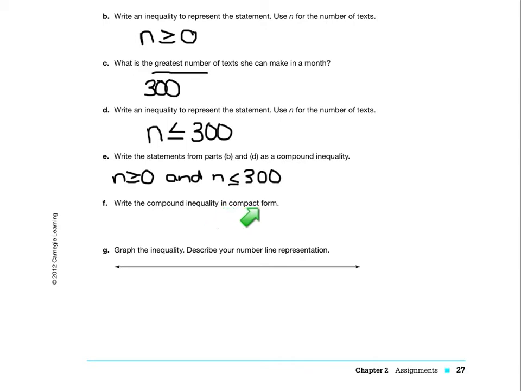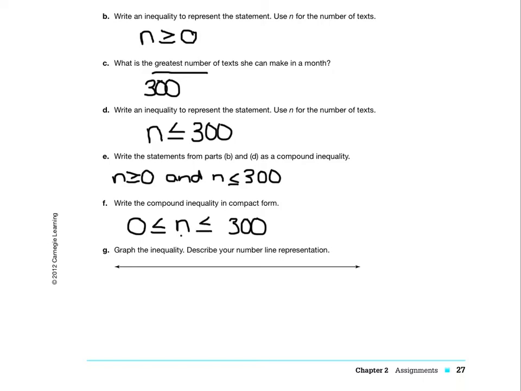Write the compound inequality in compact form. You can only write compound inequalities that use the word and in compact form. And what compact form means is together into one sentence. So starting with our least amount, which is 0, and our greatest amount, 300, we're going to put n in the middle of it. And I just have to write the appropriate signs right here. Well, we know that this is our least amount that we're going to be able to write. So 0 is less than or equal to n, which is less than or equal to 300.